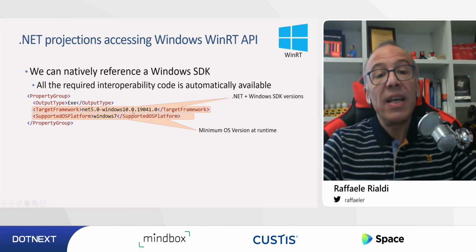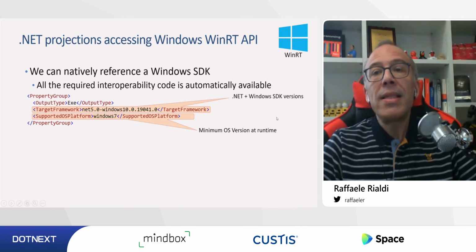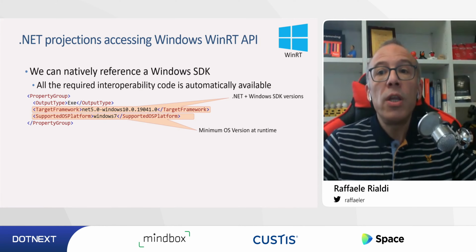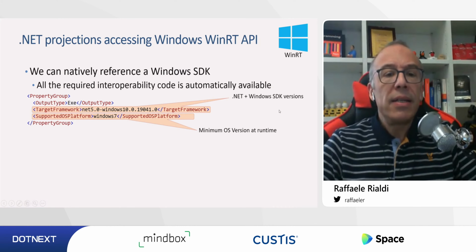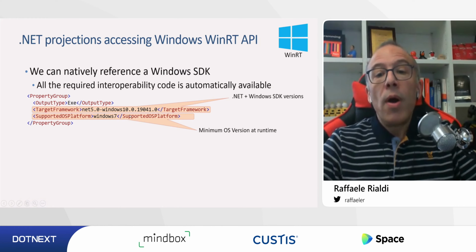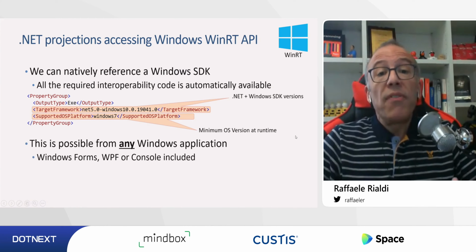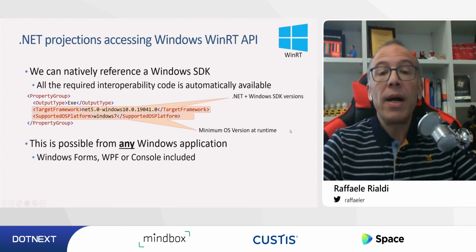But you can go further and specify the version of the SDK, and a NuGet reference will be added automatically with all the required interoperability declarations that are needed to access the Windows SDK entirely. So everything you have in the WinRT space. And this is not restricted to UWP, because now we have the so-called Project Reunion that is merging the old desktop stuff with the new APIs that are available. And then we can also tell which is the lowest OS version that we can use from that, or of course we will need some runtime check. This is possible from any Windows application. This includes Windows Forms, WPF, and of course console, but there are a few others that are not the main ones.